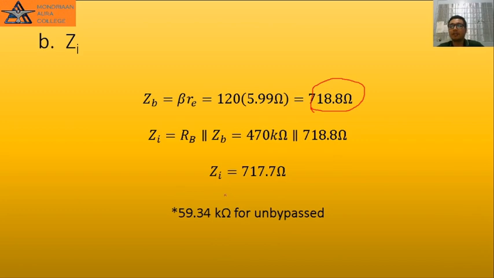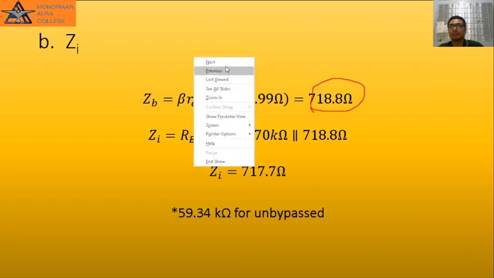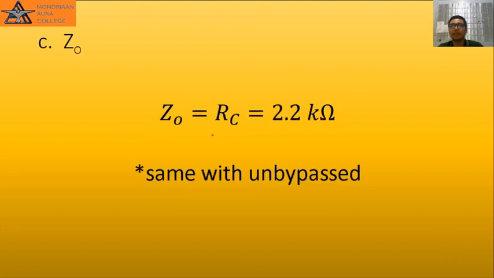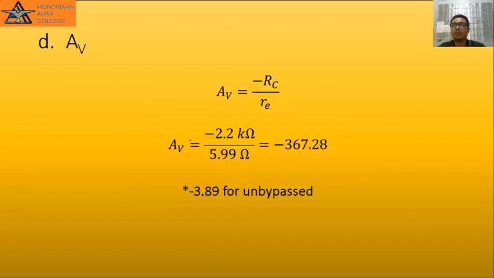But for the unbypassed, meron tayong 59.34 kilo ohms. So mas bumaba yung ating input impedance because of the bypass capacitor. For the output impedance, it's the same with unbypassed. So that's equal to R sub C, which is equal to 2.2 kilo ohms.